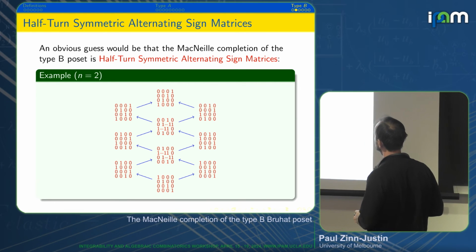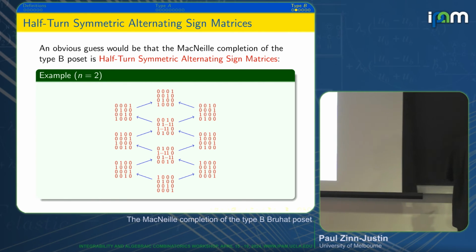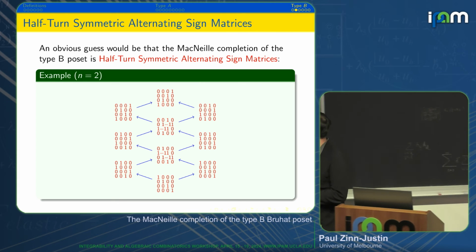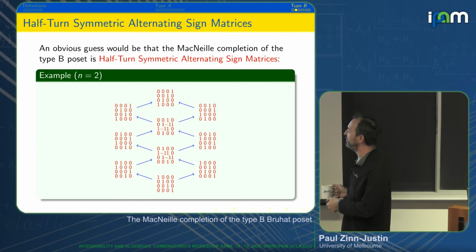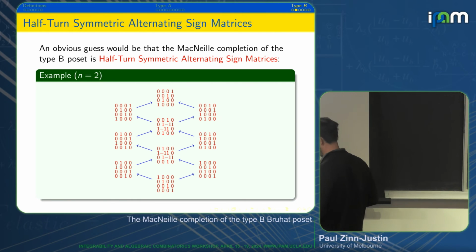Oh, really? Oh, sorry, you're right. There are 10 of them. Thank you. I'm glad to see people are following carefully all the mistakes that I'm making. Yes, absolutely. So there are 8 permutation matrices and 2 extra alternating sign matrices.